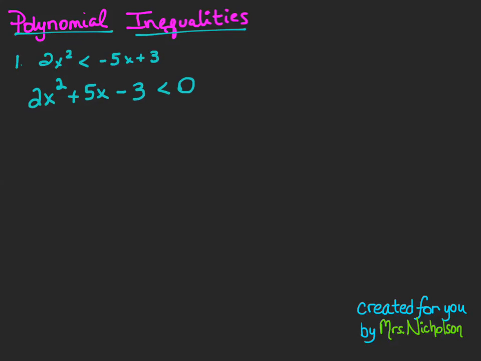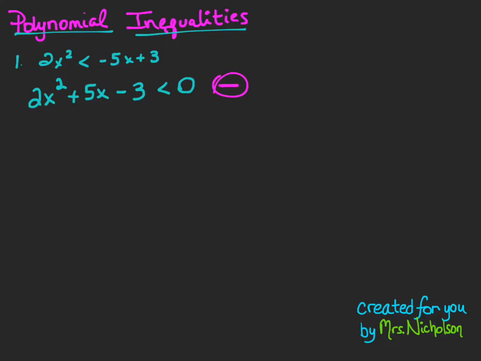Now what I'm saying in this statement is that I want this polynomial to be less than 0. In other words, I want to find out when this polynomial is negative, because if we're less than 0, then that means we're negative. So I have a quadratic here. I need to factor this.